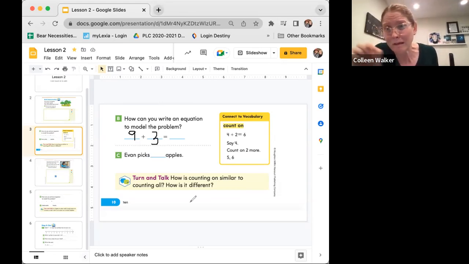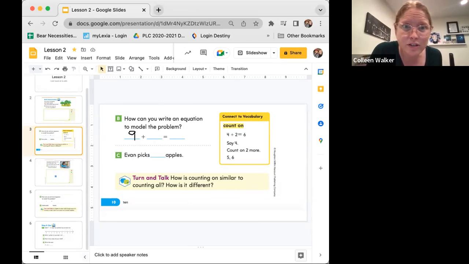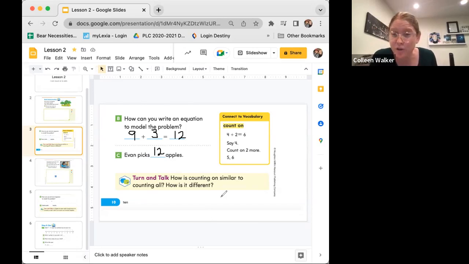Oops, I made my 3 below the line. That's great. That's why pencils have erasers and computers have erasers too. So let me try that again. A 3. There we go. And what did we figure out when we counted on? When we started at 9 and we counted on 3 more numbers, what did we get to? That's right, we made it to 12. Awesome, so we know that Evan picks 12 apples. Awesome, friends. Let's go ahead and do the turn and talk.